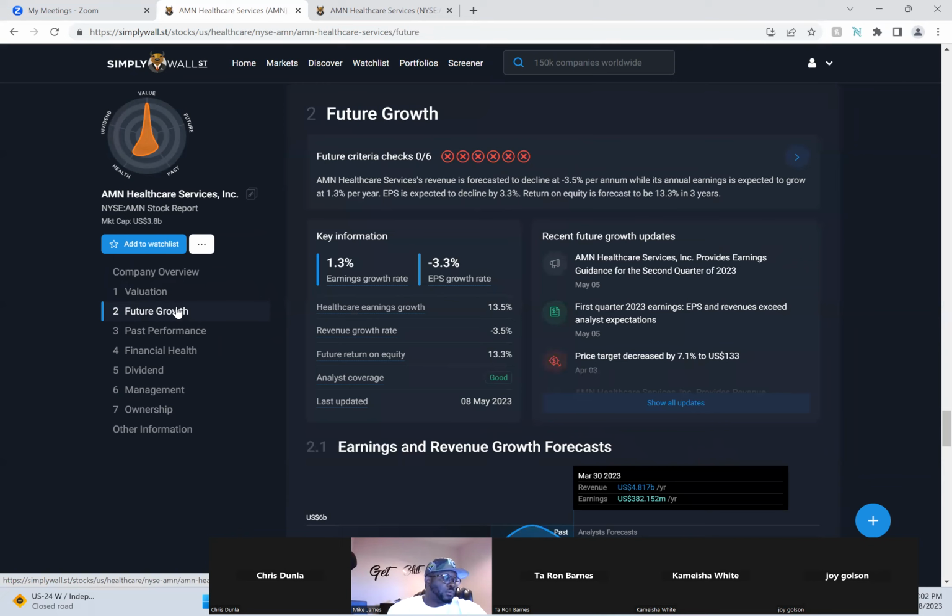If we want to look at future growth, it's going to give you information about future growth. Now, this right here concerns me. Their future growth criteria is a 0 out of 6. The valuation sounded good, but now they're saying they only expect it to grow a negative 3.3%. I'm out, right? What's Randy Jackson say? It's a no for me, dog, at that point.